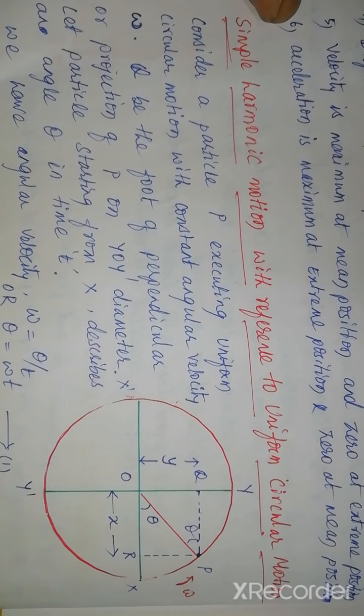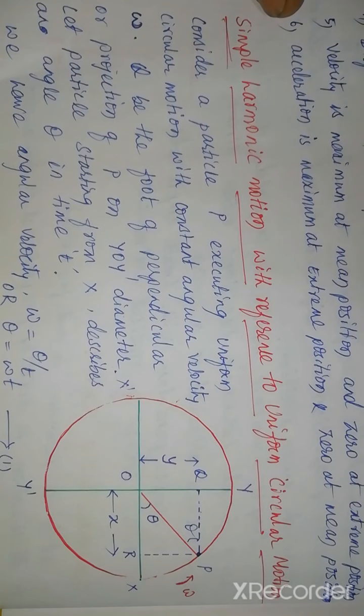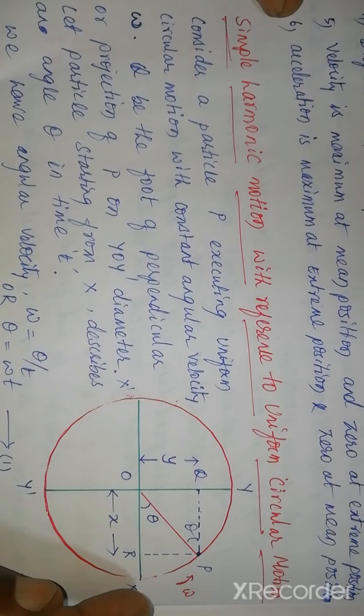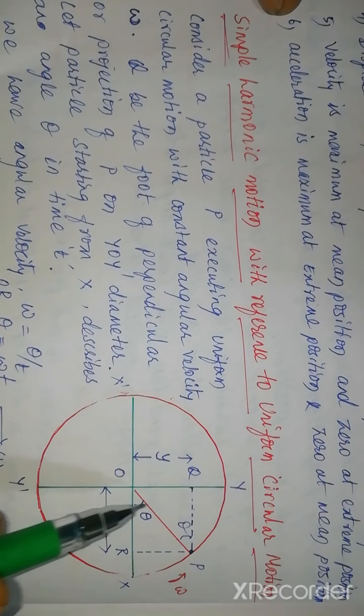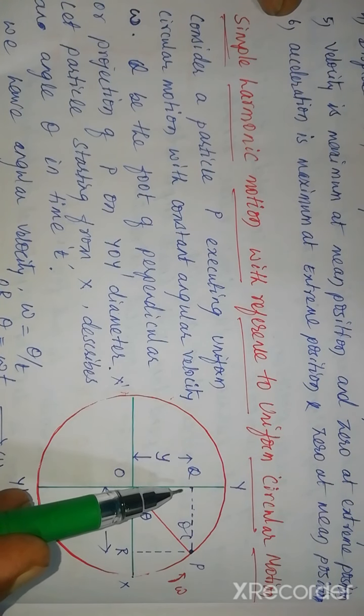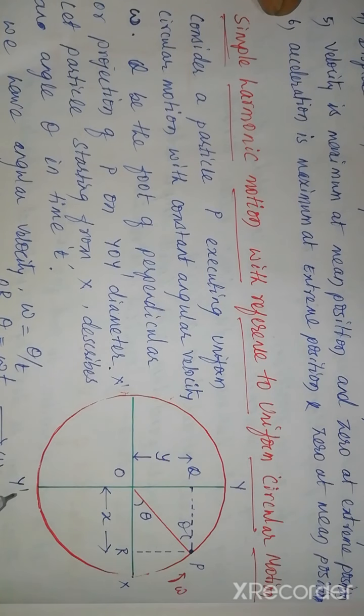A body is said to have simple harmonic motion if the acceleration is directly proportional to the displacement, which is always directed towards a mean position for a body executing a to and fro motion. Here P is a particle executing uniform circular motion and Q is the foot of perpendicular of the particle on a diameter Y dash. The particle is moving along the circumference of a circle with constant angular velocity omega.